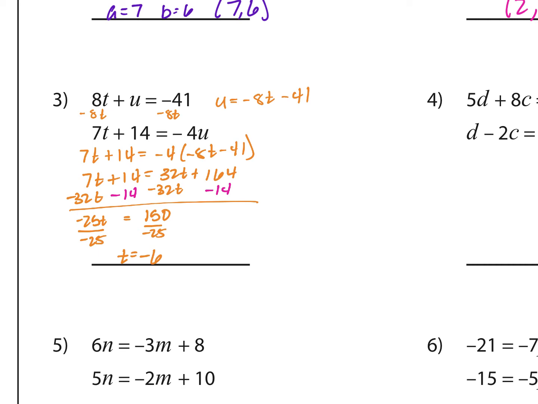So t comes first. So plug in and find out what u is going to equal. U is going to equal negative 8 times negative 6 minus 41. 8 times 6 is 48. 48 minus 41 is 7. So I should get negative 6. I don't know why I put 47. It should just be 7, right? Whew. 7.